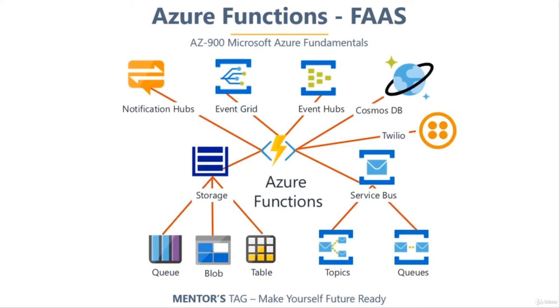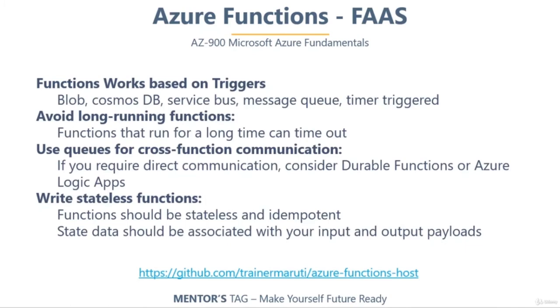There are a couple of things which I want you to keep in mind when we are dealing with Azure Functions. Remember, functions are based on triggers, and that's why you can trigger them either from a blob, Cosmos DB, service bus, message queuing, or maybe it's a timer trigger based scheduled function where you can configure that every certain period of time it is going to get executed again and again.